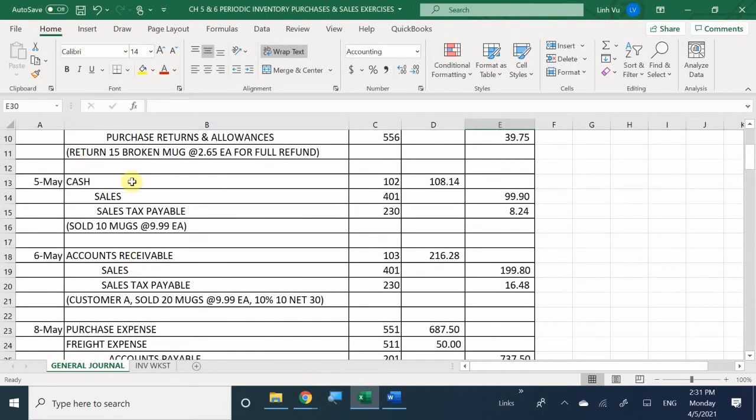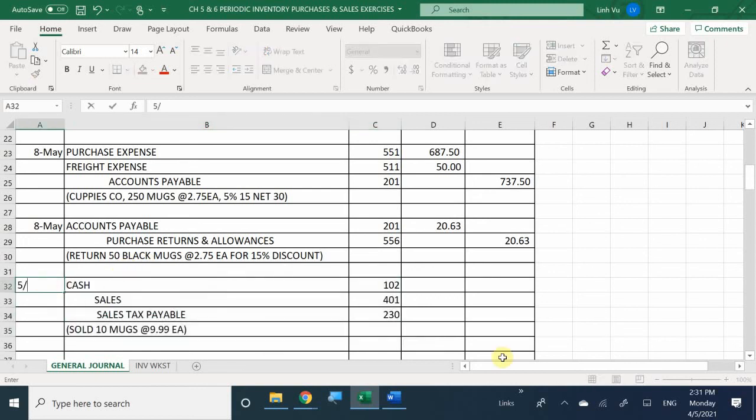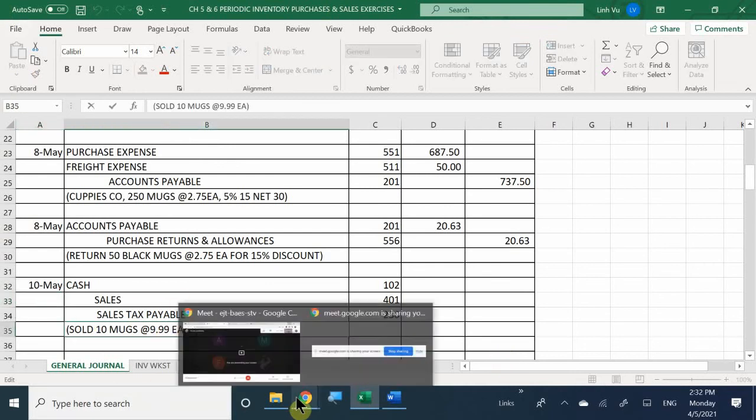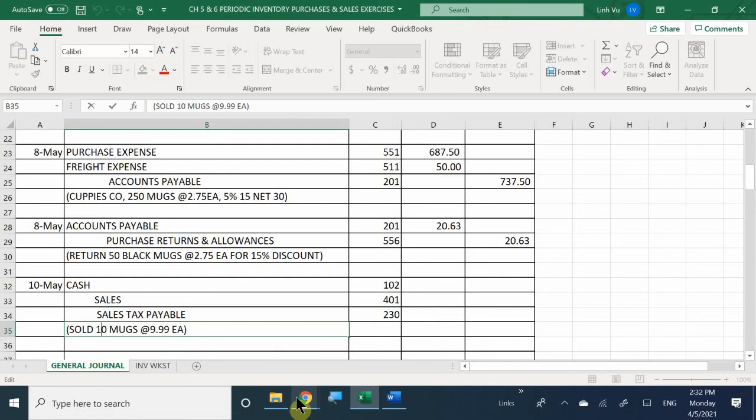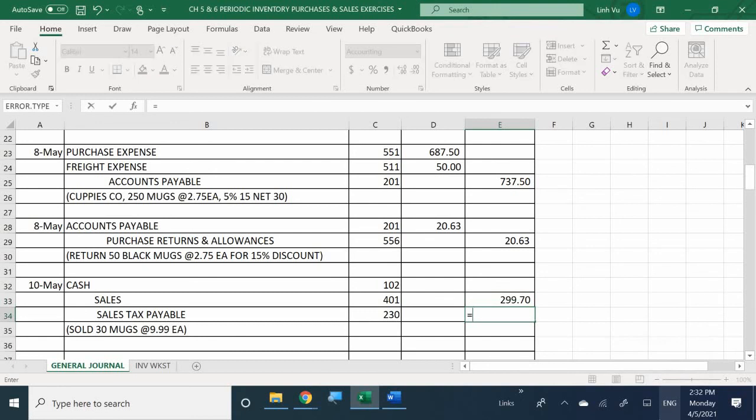Cash, sales, and sales tax payable. Good. Copy this down right here. Okay. This is May 10 now. Okay, we received cash, sales, okay. But this time, how many items did we sell? 30. We sold 30 of them, okay. So what is my total sales going to be? $299.70. Good. What's my tax going to be?